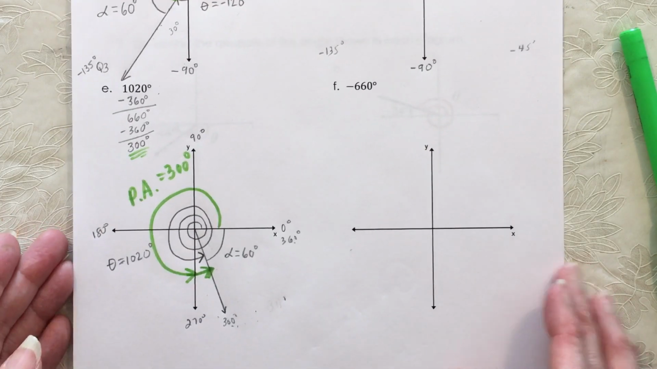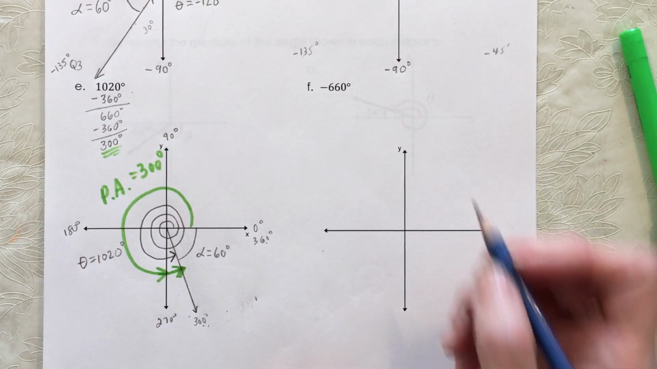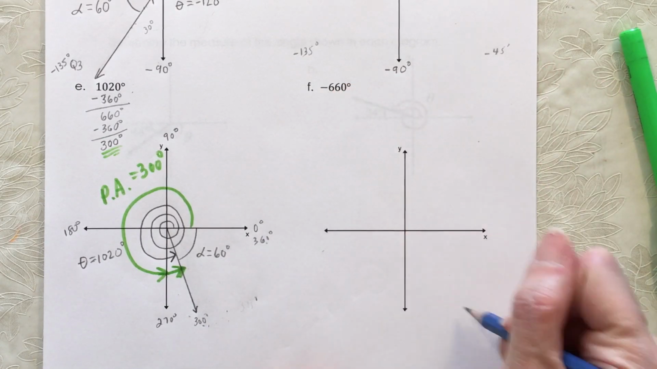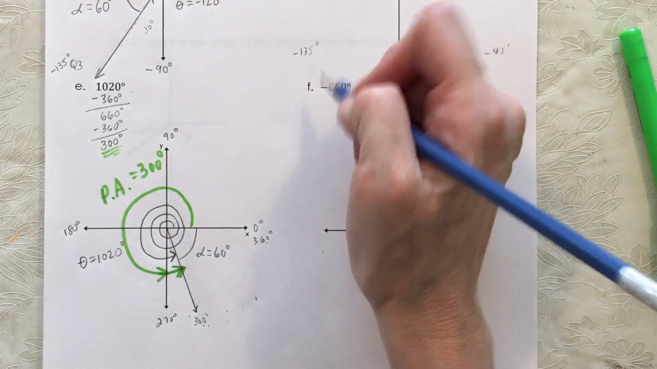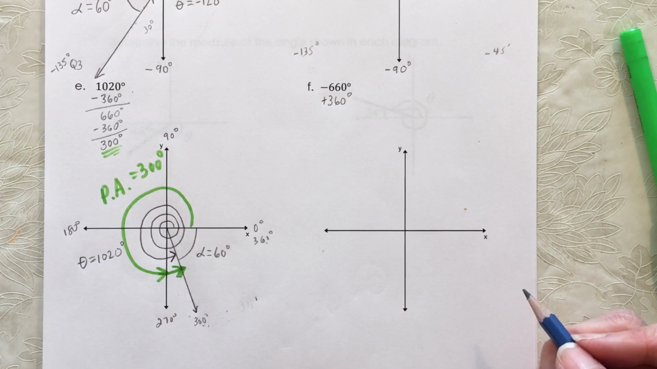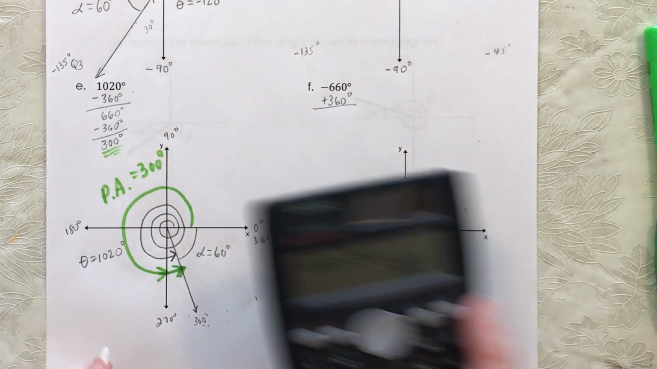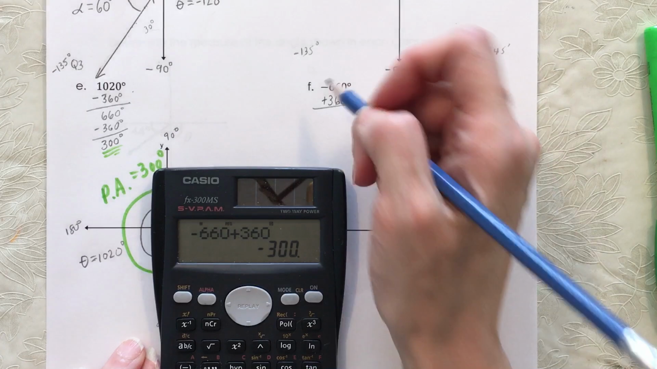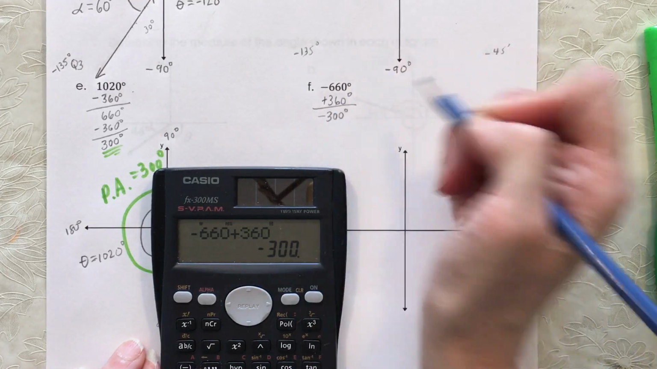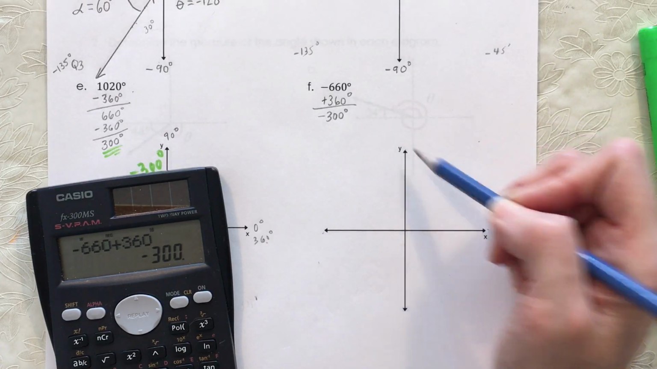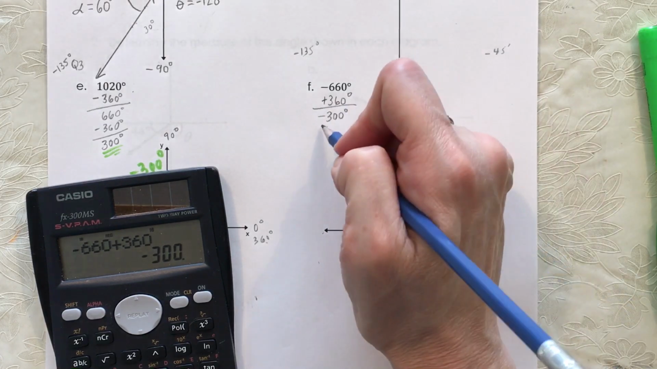Right, negative 660. So we want to know where it's going to end up, quadrant 1, 2, 3, or 4. We can do that by adding 360 until we get to a number that's between 0 and 360. So if we add 360 one time, we get negative 300. Some of us might be like, okay, so 0, negative 90, negative 180, negative 270, negative 300 is going to be here, which is true.